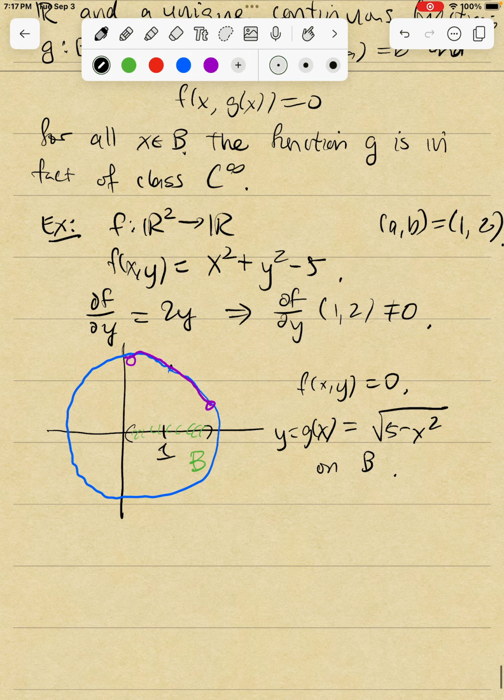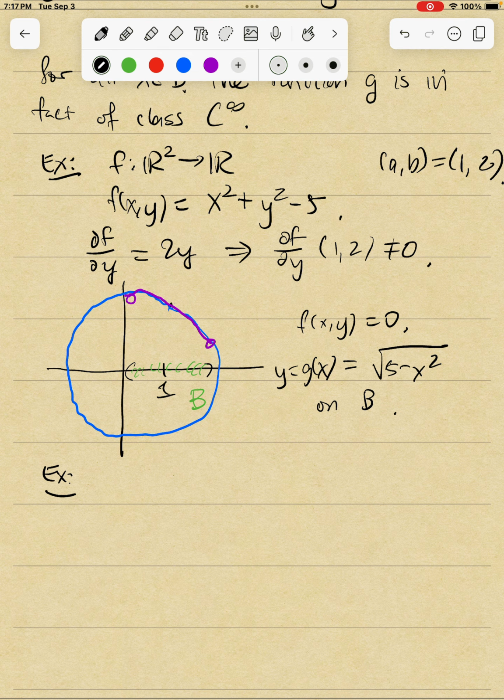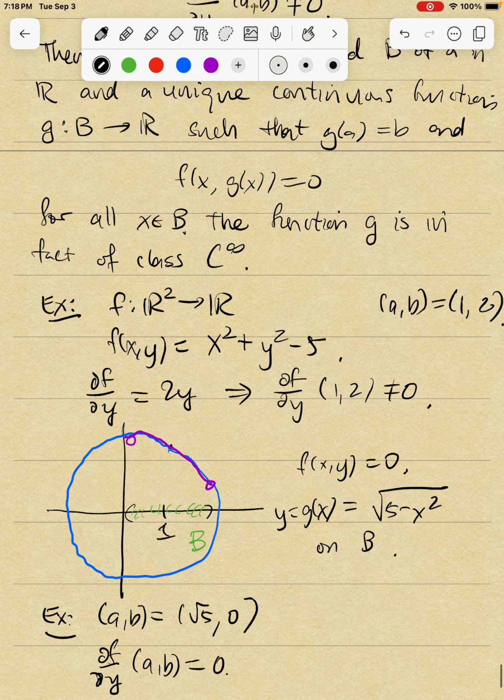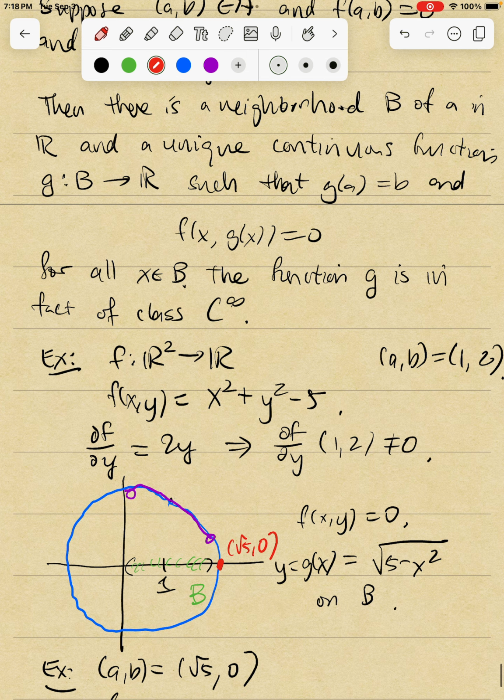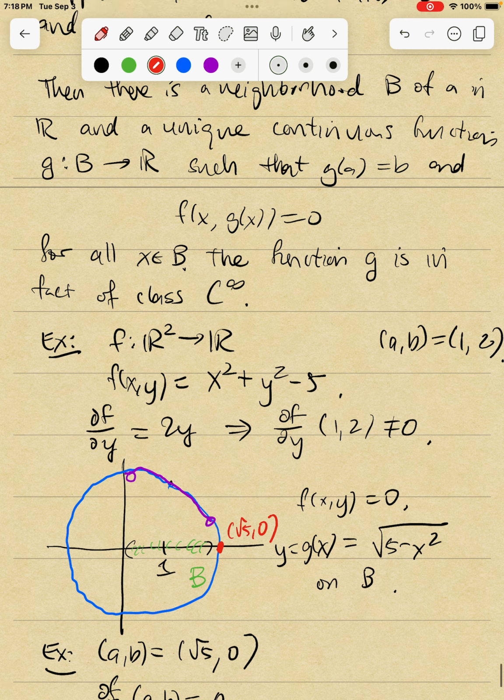Okay, now let's take a different example and let's look at a comma b equals the square root of 5 comma 0. Now this point is also on the circle, but partial f partial y evaluated at this point is equal to 0 because partial f partial y is just 2y. So the theorem doesn't tell you anything, and in fact what happens is at root 5 comma 0, right here, there is no interval neighborhood b of root 5 and a continuous function g satisfying the properties of the theorem.